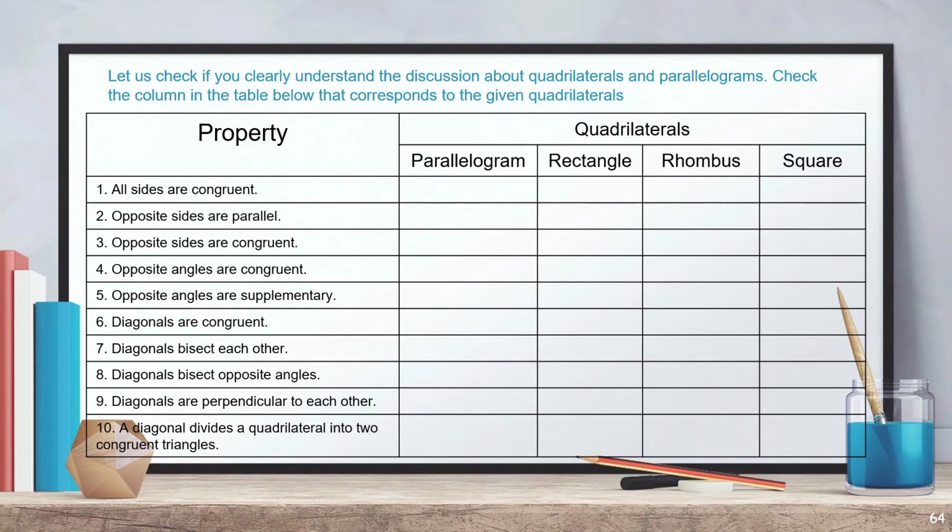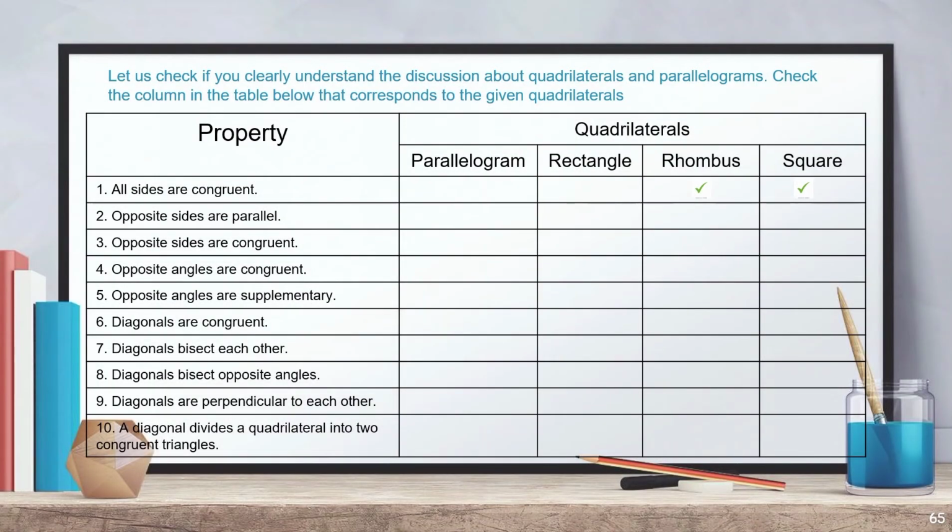What you are going to do is check the column in the table below that corresponds to the given quadrilaterals. You have there number 1, the first column for property, and the different quadrilaterals: parallelogram, rectangle, and rhombus. What we're going to do is check the column that corresponds to the given description or property. Let's start from number 1. All sides are congruent. So we have rhombus and square.